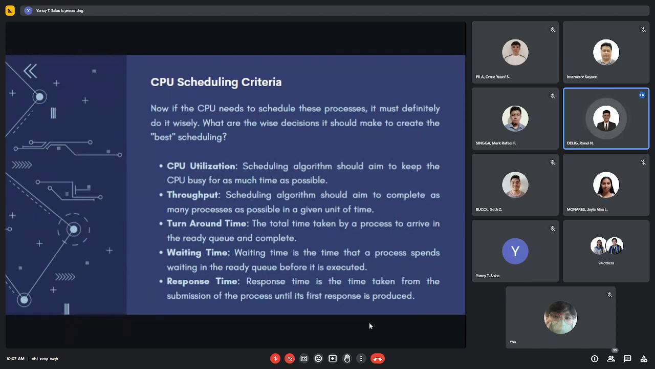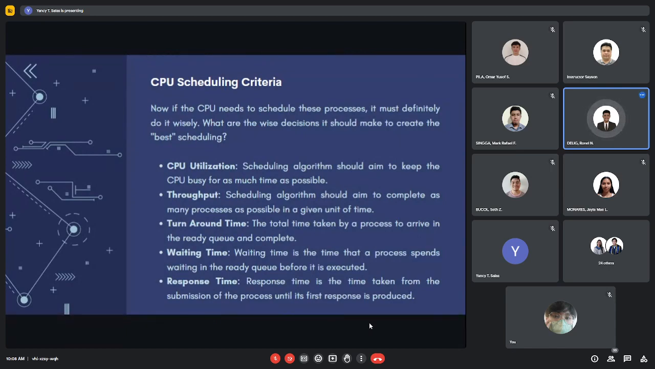So for example, the ready queue takes 0.5 milliseconds, and the waiting queue 0.1 milliseconds, and the CPU 0.3 milliseconds. So the total time from that 0.5, 0.1, 0.3 is 0.9 milliseconds, and that is what should be minimized, that 0.9. So that is our turnaround time.